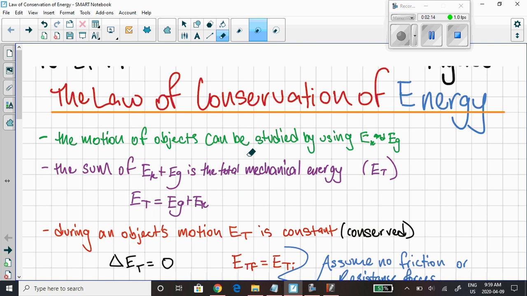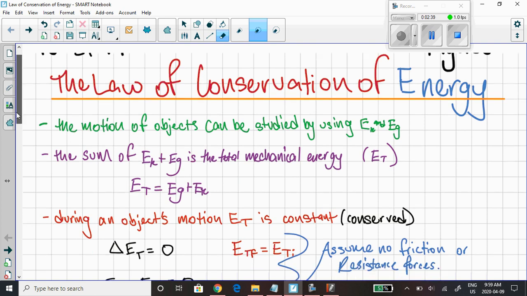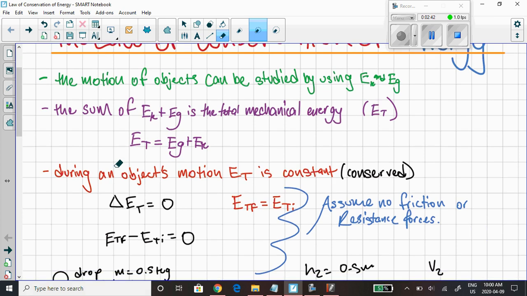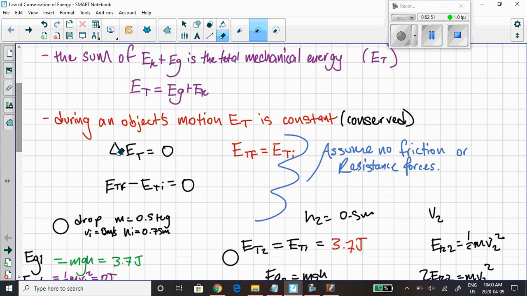Now, that's the energy part of today's title, the law of conservation of energy. I've told you what energies are involved. I've told you that we can add up these two energies, gravitational and kinetic, and come up with this new energy, which is a sum, a total mechanical energy. That's the energy part. Now we want to look at the conservation part of this law. It says that during an object's motion, total energy is constant. It is conserved. It doesn't change. That means the change in total energy is zero.